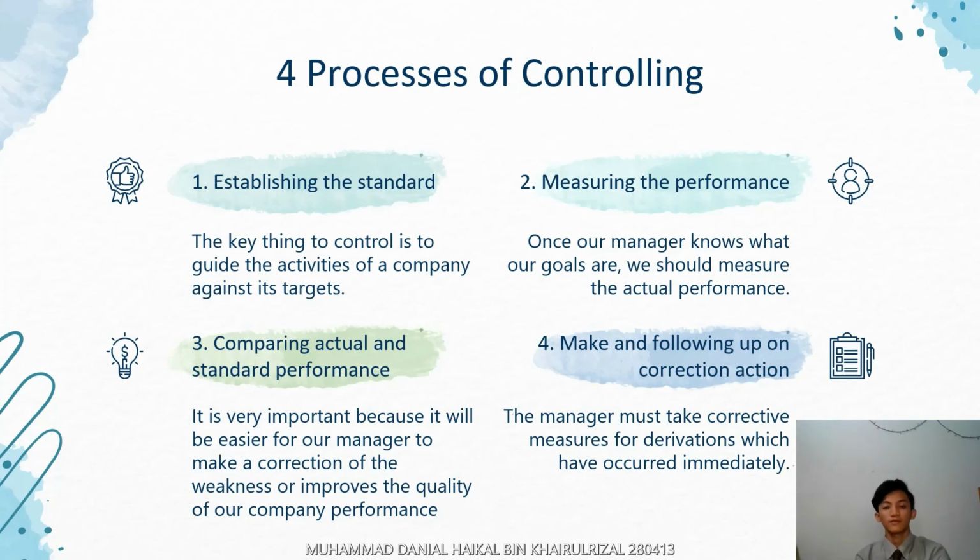The last process of controlling is making and following up on corrective action. The manager must take corrective measures for deviations which have occurred immediately. Timely disciplinary measures will minimize damage and keep them from occurring in the future.